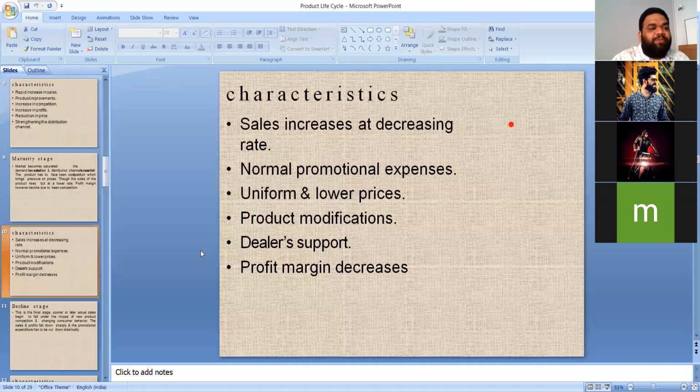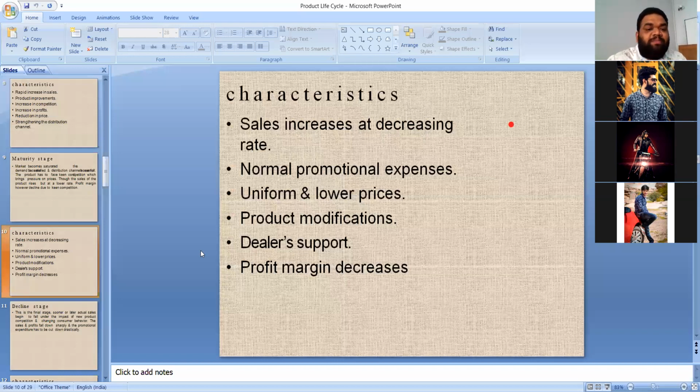Next one is dealer support. What do you mean by dealer support? We need the support of the dealers, meaning wholesalers and so on, from the manufacturers. Because sales are increasing at a decreasing rate, dealers can tell us why sales are decreasing, even though the profits are good. Why is the customer shifting from our product to another product? What do customers need? The dealers have to give the feedback and tell us what is needed. That is what we call dealer support.